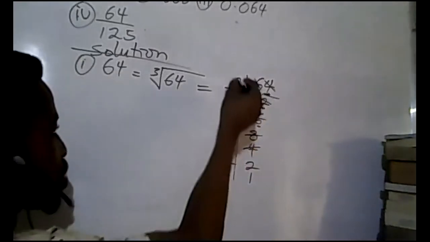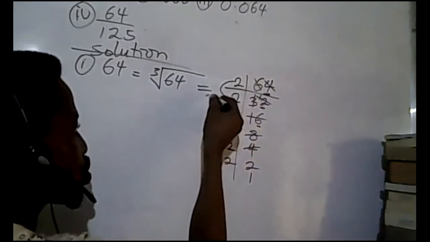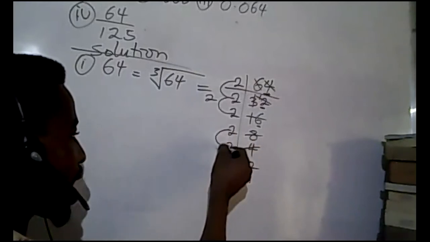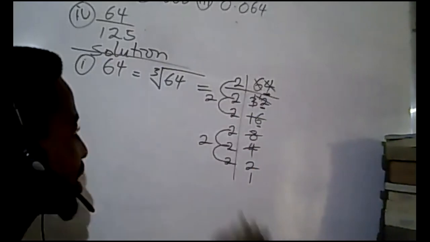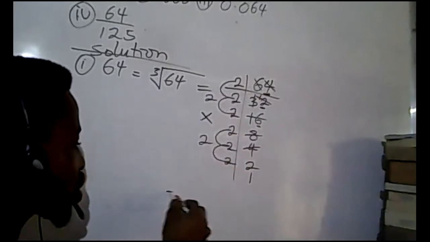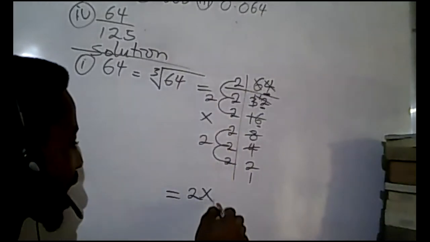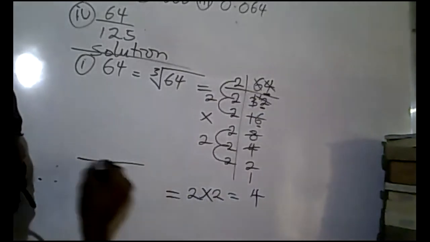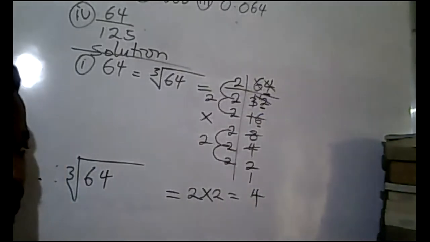So this is what we shall do. 1, 2, and 3. What have you grouped? 2. Put that there. Then you group the next one: 1, 2, and 3. What have you grouped? Another 2. So this is what you multiply: this 2 times the 2 here. Your answer is the product of these 2. 2 times 2 gives 4. Therefore, the cube root of 64 is 4.